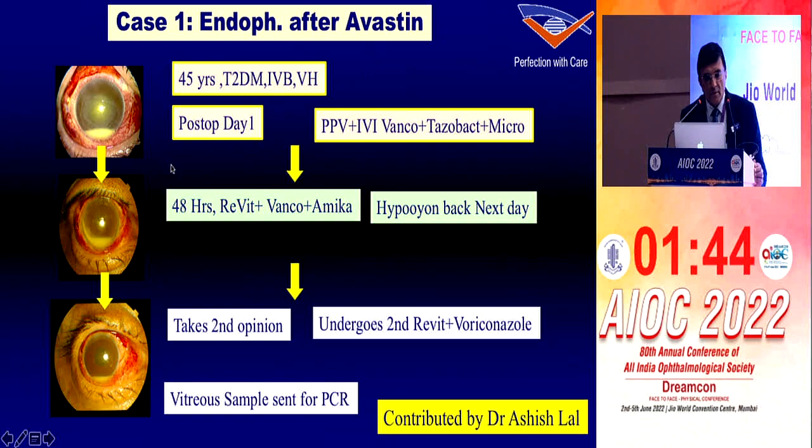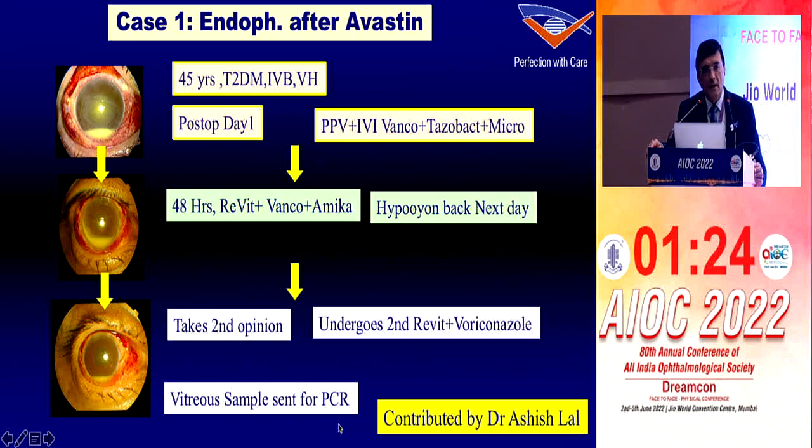So this is a type 2 diabetic patient, post-op day 1. The patient underwent an intravitreal injection of Vanco and Tazobactam. The patient then underwent a revitrectomy with Vanco and Amikacin, did not respond, so the patient took a second opinion and underwent a revitrectomy with voriconazole. The vitreous sample was then sent for PCR.